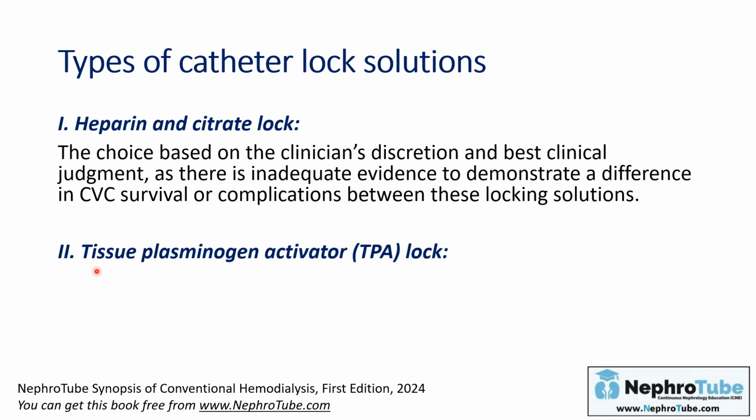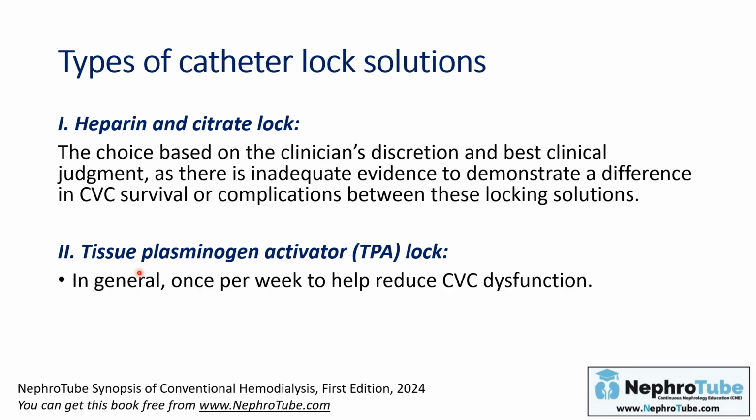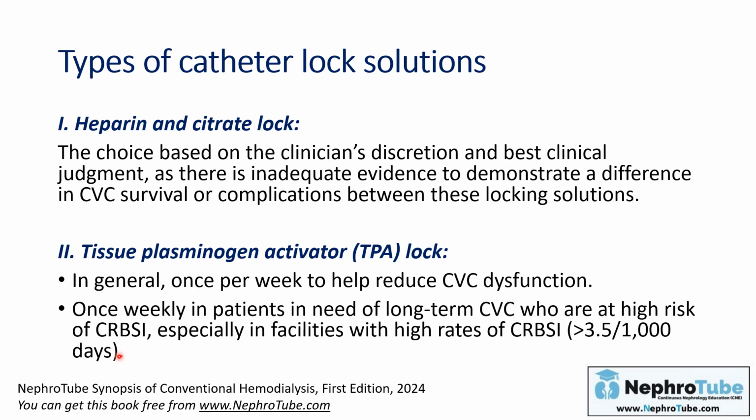Another lock I have to talk about, which is tissue plasminogen activator lock. The KDOQI Vascular Access Guideline 2019 suggested that TPA can be used in the following cases. In general, it can be used once per week to help to reduce catheter dysfunction, especially in patients in need for long-term central venous catheter who are at risk of CRBSI.